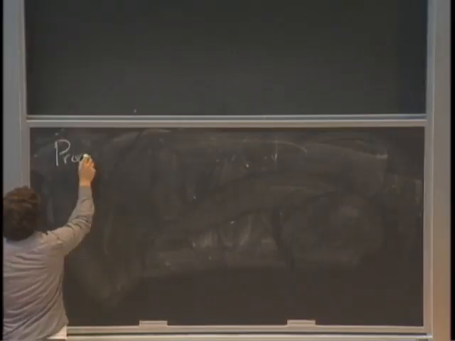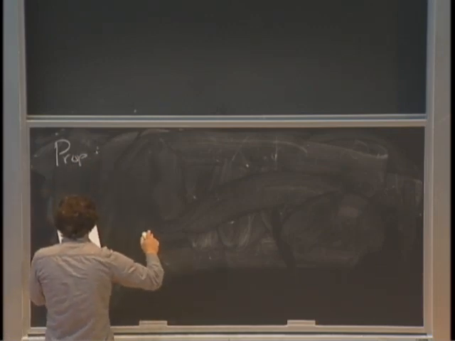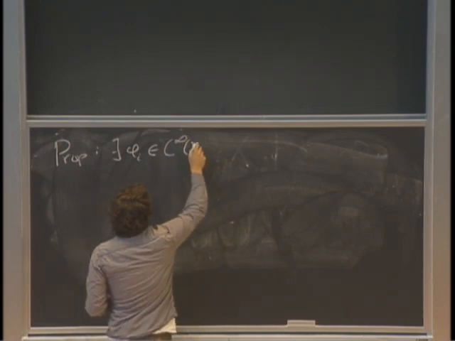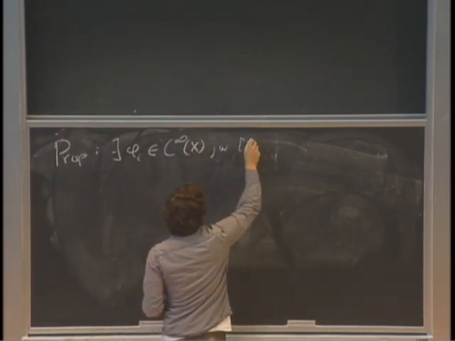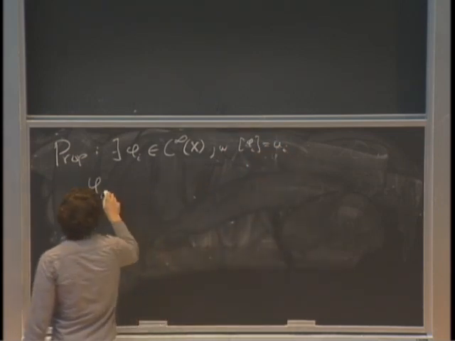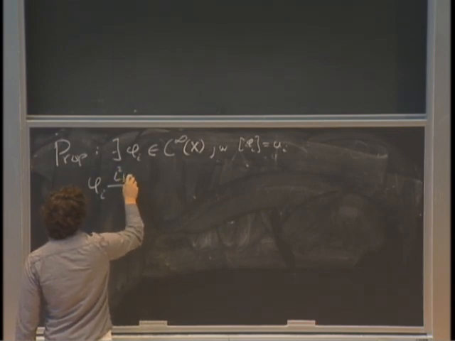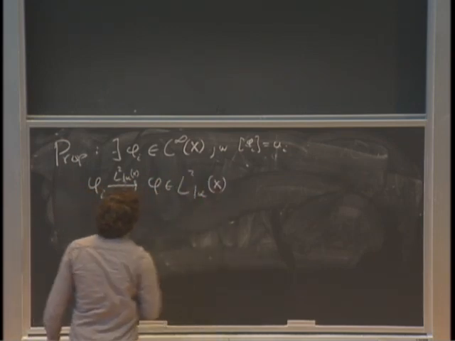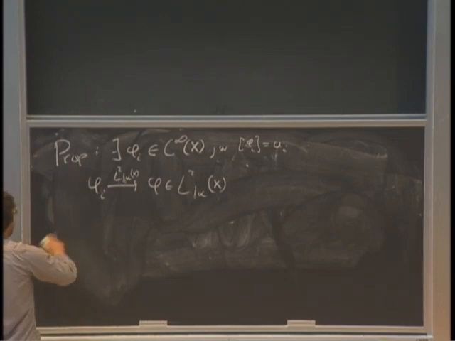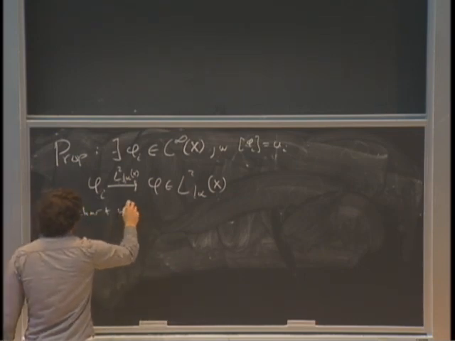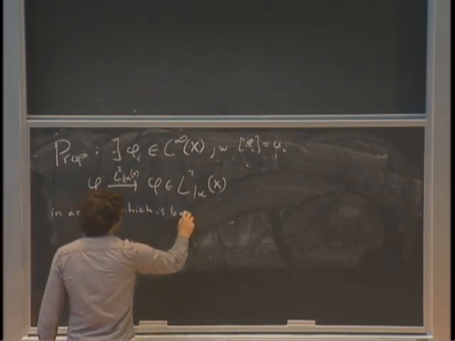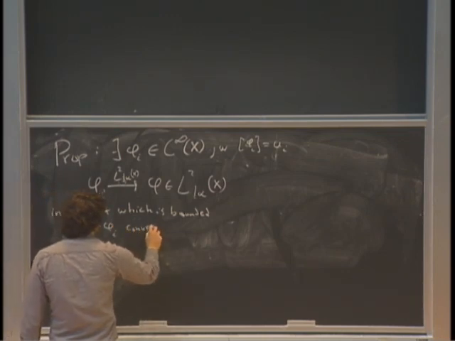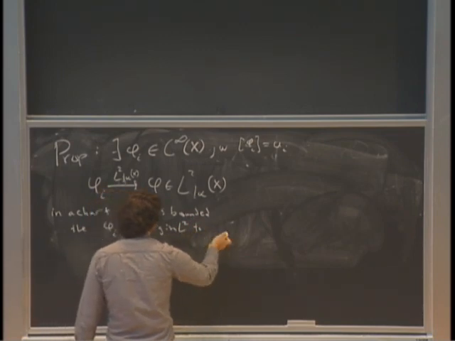So the proposition, which formalizes what I just said, is that there exist phi_i in C infinity of X with the class of phi_i equal to U_i, and so that the phi_i converge in L2 loc of X to a phi inside of L2 loc of X. What this means is just that in a chart which is bounded, the phi_i converge in L2 to phi, basically.